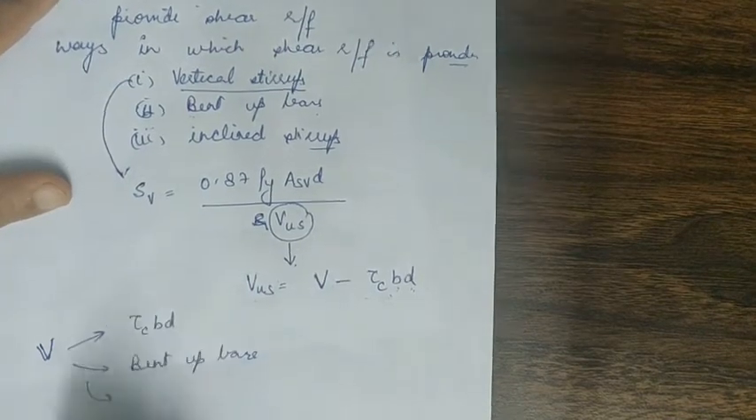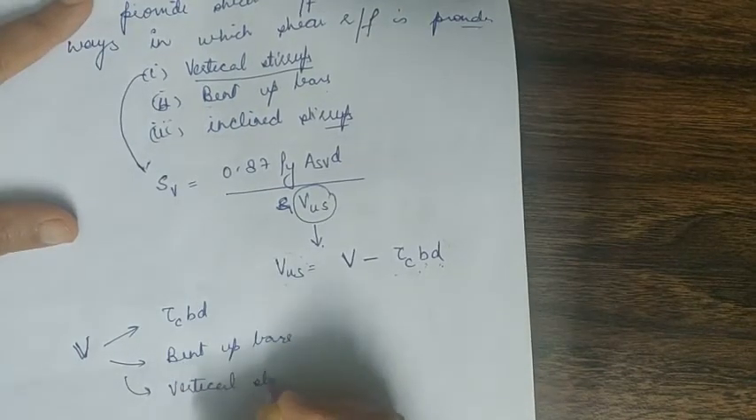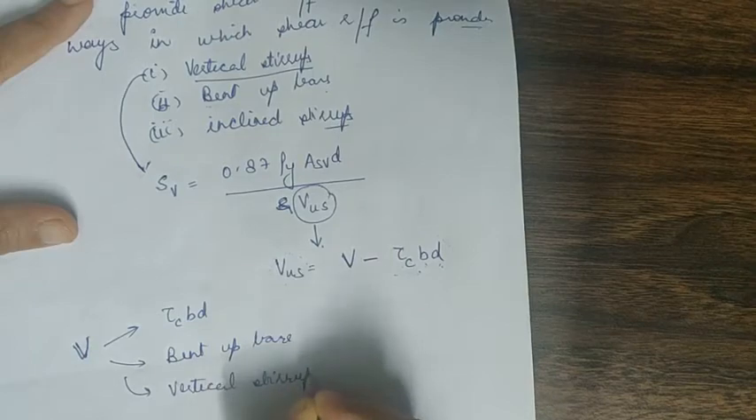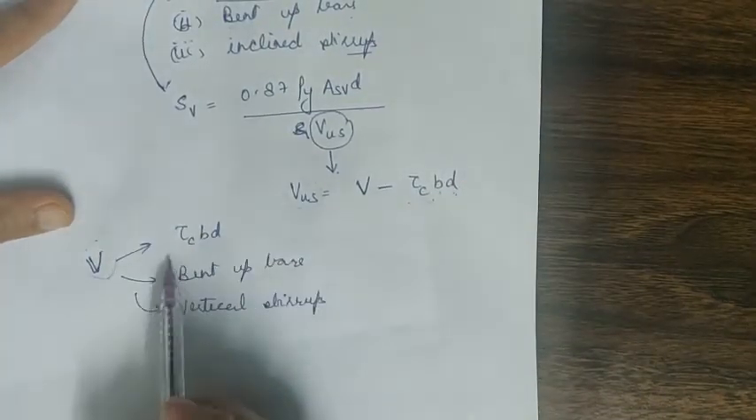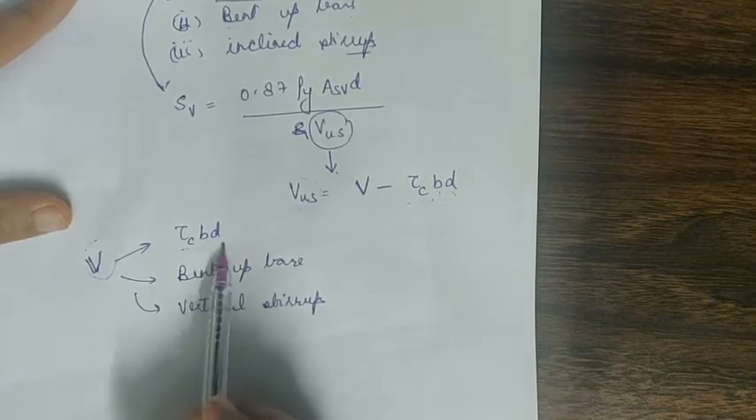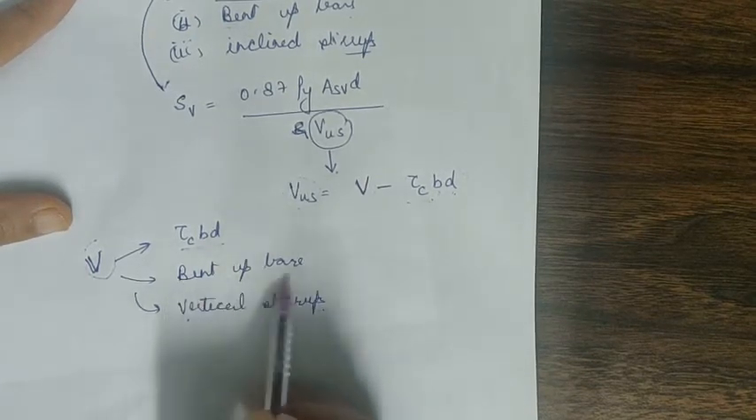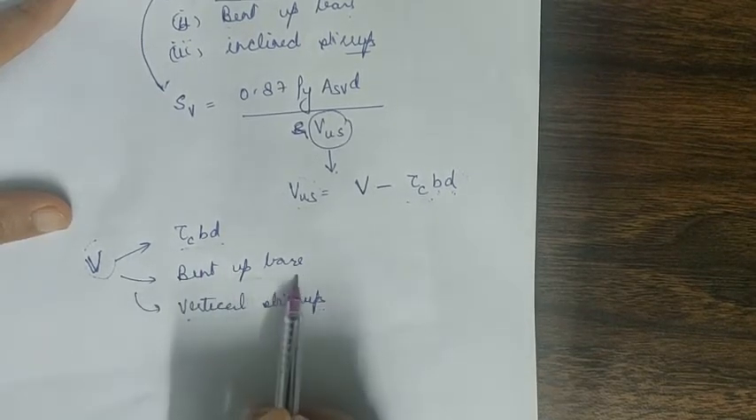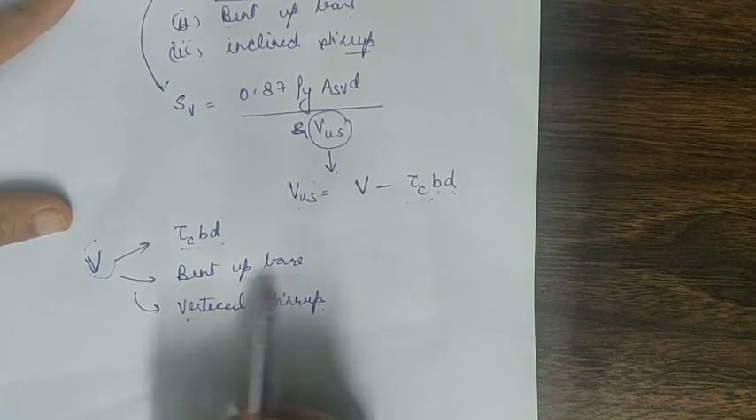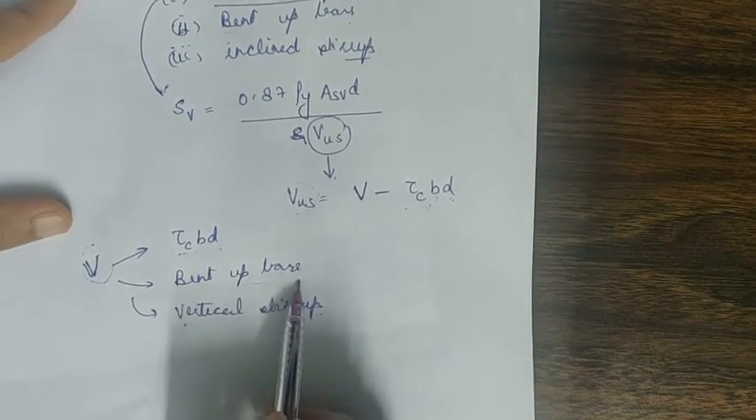And the remaining part will then be taken by vertical stirrups. I suppose you understand that if we are not having bent up bars, then this shear force will be taken up by its section and then the rest will be taken by vertical stirrups. If we are having bent up bars, then along with this some portion will be taken up by bent up bars. Then if bent up bars are there, how much force is taken up by bent up bars?